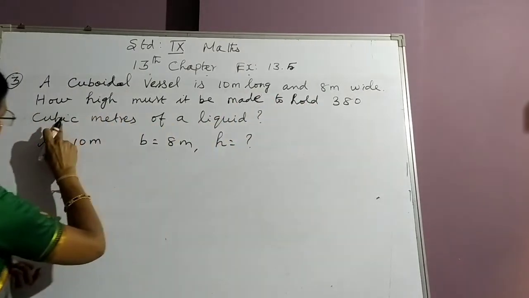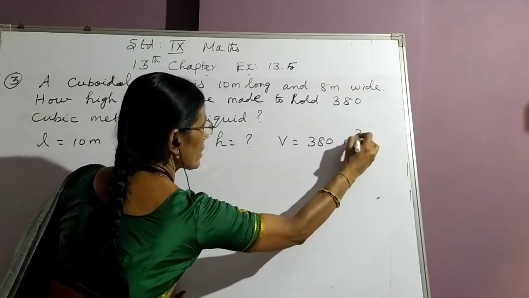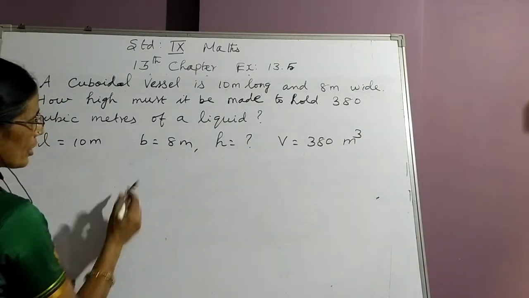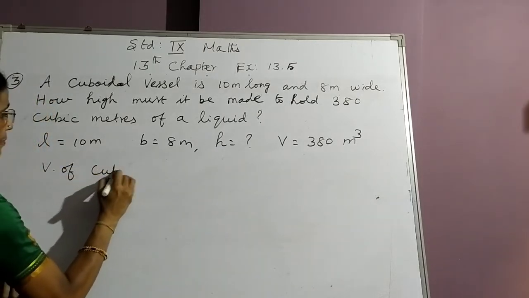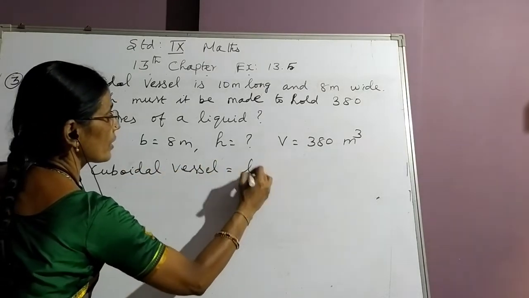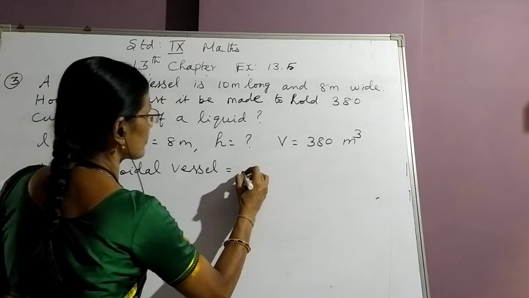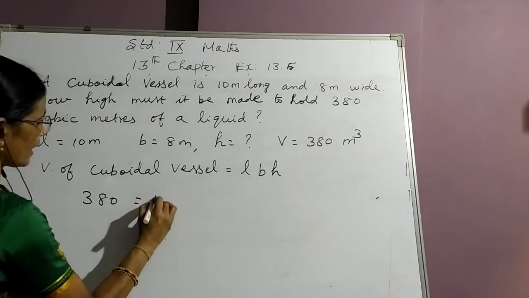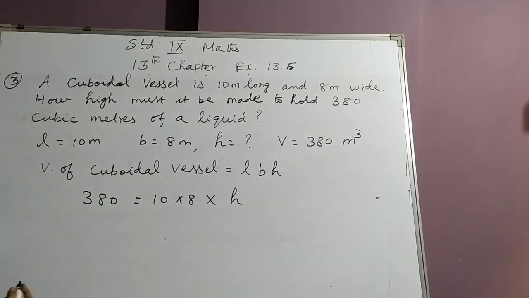And what is this 380 cubic meters stands for? Volume. So volume is given 380 cubic meter. So we are given volume, breadth and length. The question is, using these three we are supposed to find out height. So volume of cuboidal vessel is equal to L into B into H. Given the volume is 380, length is 10 and breadth is 8, we are supposed to find out height.